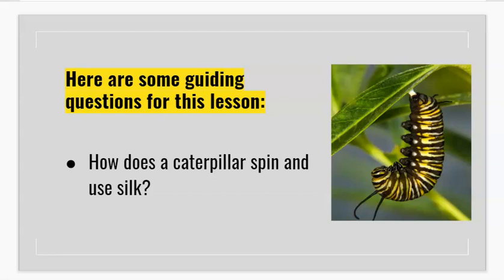Let's talk about this next slide. Here are some guiding questions for this lesson. How does a caterpillar spin and use silk? When I look at this picture, I see the caterpillar upside down and already forming its J shape. When it forms its J shape, that's when it is going into the chrysalis stage. It uses its silk to attach to the leaf and then it will form its chrysalis.